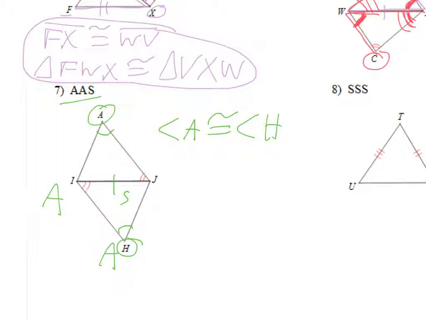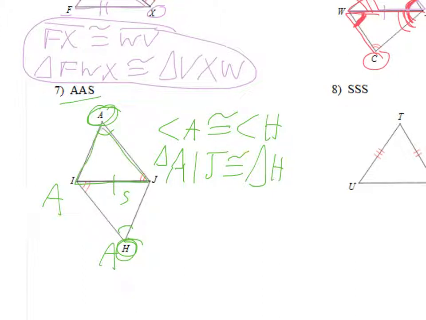Now our triangle congruent statement, triangle AIJ is congruent to triangle, corresponding to A would be H. I of this triangle would be corresponding to J in this triangle. So J, and then J would be corresponding to I.